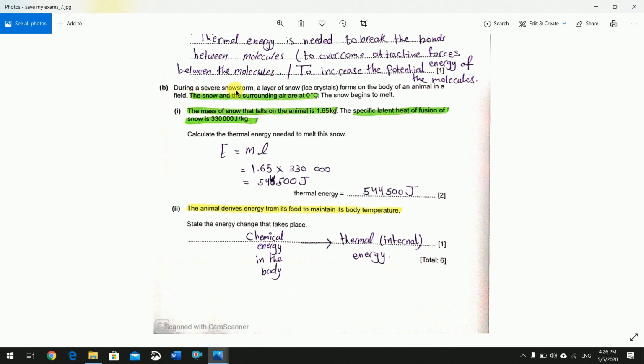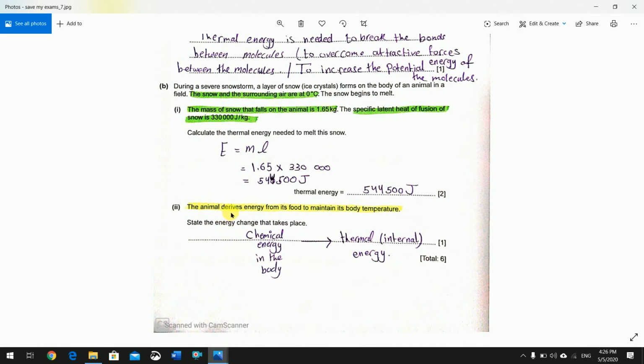Now, during a severe snowstorm, a layer of snow, ice crystals, forms on the body of an animal in a field. The snow and the surrounding air are at 0 degrees, so it's the same temperature. The snow begins to melt. The mass of the snow that falls on the animal is 1.65 kilograms. The specific latent heat of fusion is 330,000 joules per kilogram. So we want the thermal energy. We just multiply the mass, in kilograms, by the specific latent heat of fusion.